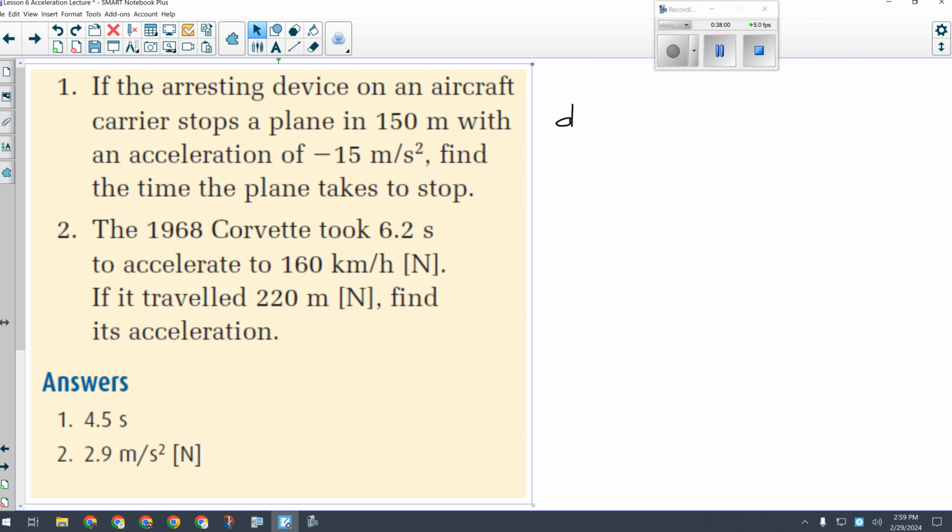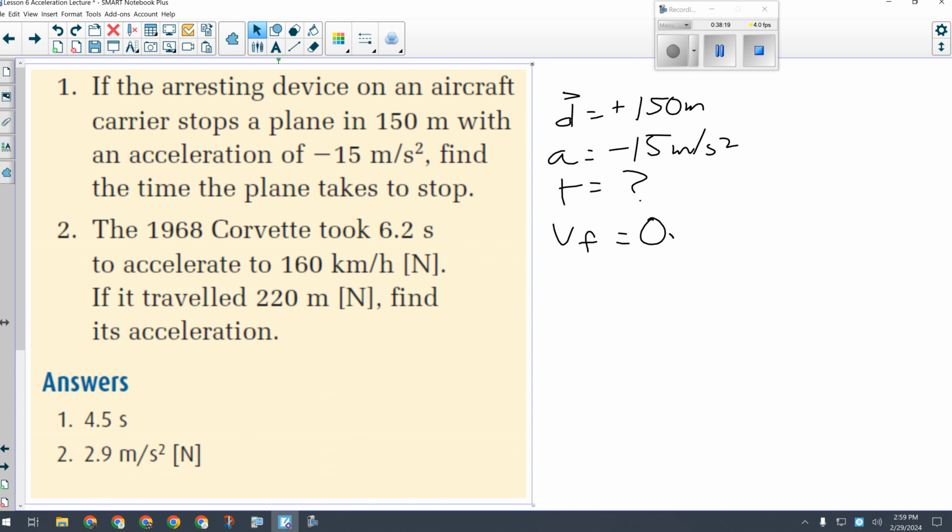We know that the displacement is positive 150 meters because the plane keeps moving forwards. We know that the acceleration is negative 15 meters per second squared, and we are looking for the time it takes the plane to stop. Remember I said you wouldn't have to use this formula to solve for T unless VF was 0.